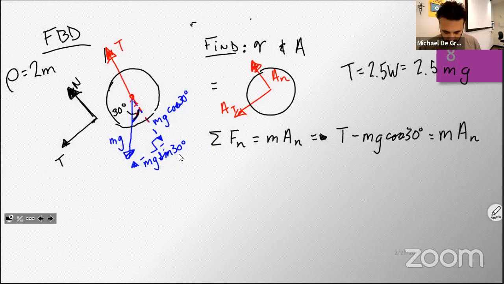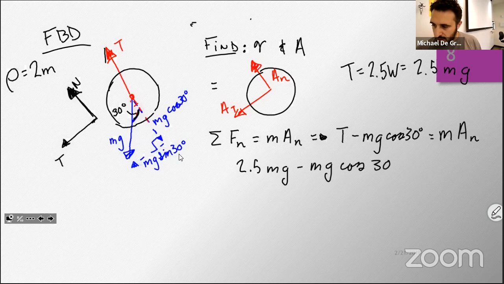And what do we end up with? Well, if we plug that back in, we'll get 2.5 mass times gravity minus mass times gravity times the cosine of 30 degrees is equal to the mass times the acceleration in the normal direction. Well, look at this. We ran into a problem, right? They never told us what the mass of the pendulum is. So how are we supposed to do this?